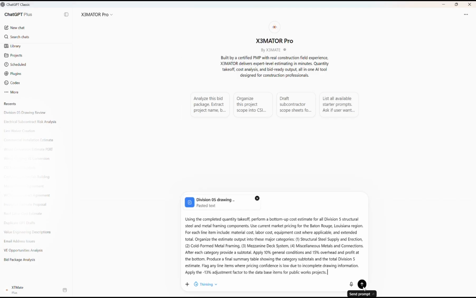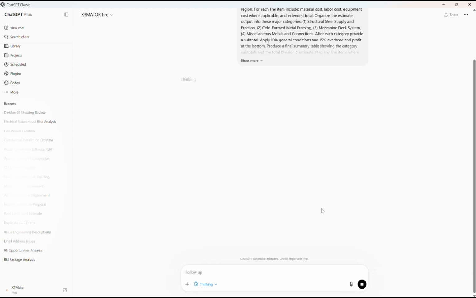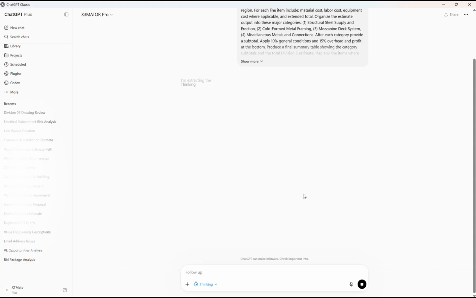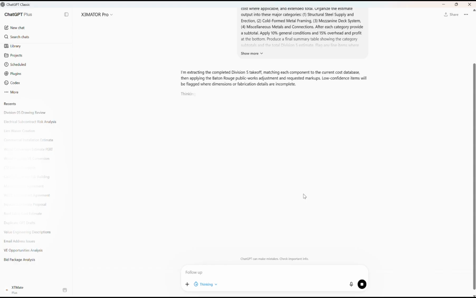Now I picked this back up in a fresh session to pull the results together, and here's where we landed. Direct Division 5 costs come in just under $1.4 million at 10% general conditions and 15% overhead and profit, and the bid level totals around $1.75 million, with a clean subtotal for each of the 4 categories. The team can drill into these. But the number is only half the deliverable.